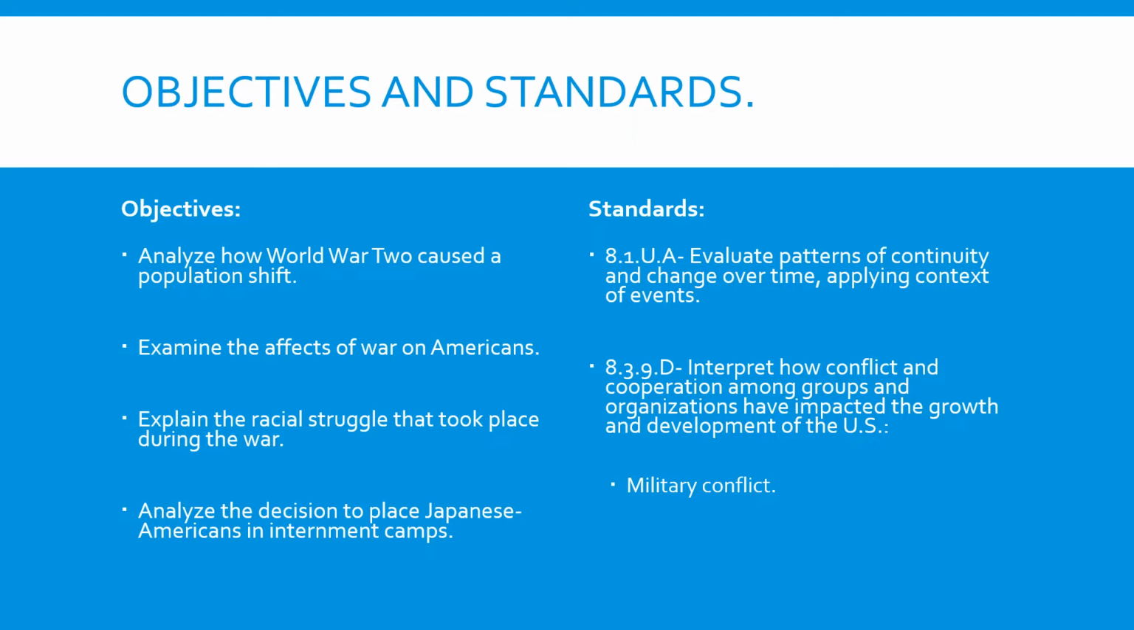Objectives and standards: to analyze how World War II caused a population shift, examine the effects of war on Americans, explain the racial struggle that took place during the war, and analyze the decision to place Japanese Americans in internment camps. Take a moment here to read over the standards, please.